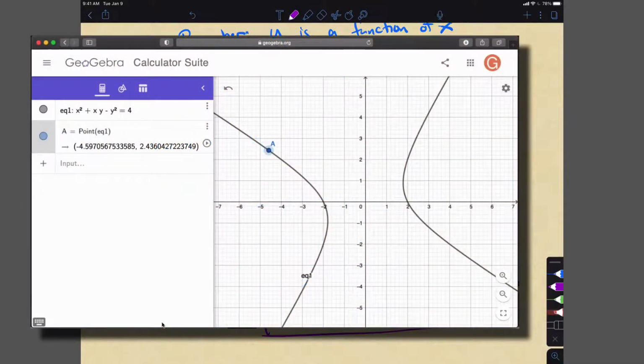Here, we're looking at a plot given by this implicitly defined function: x squared plus xy minus y squared equals 4. So this isn't something we can type into our TI-83 graphing calculator, and it's certainly not a function. This graph doesn't pass the vertical line test, but there is a collection of points (x, y) that make this equation true.